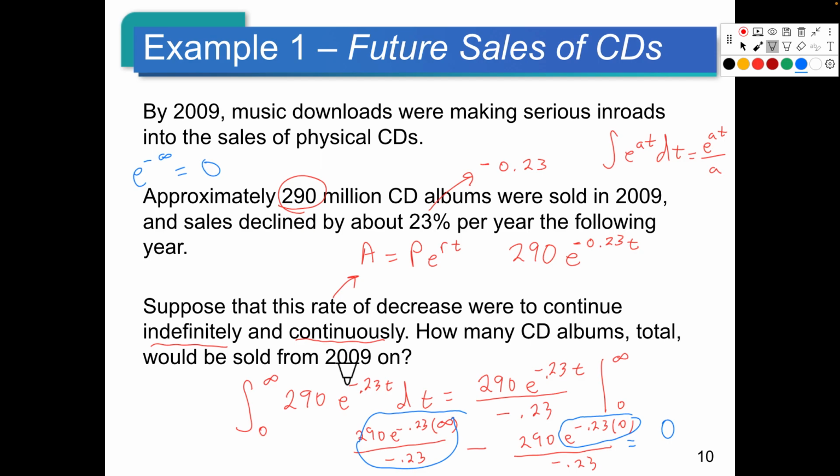Did I bring my calculator? I didn't bring my calculator. But that's what phones are for, right? We've always got a calculator with us. So we'll take 290 divided by 0.23, and we get negative and negative, so that's going to give us a plus. I get 1,260.87. If you round it, it depends on how many decimal places they want.